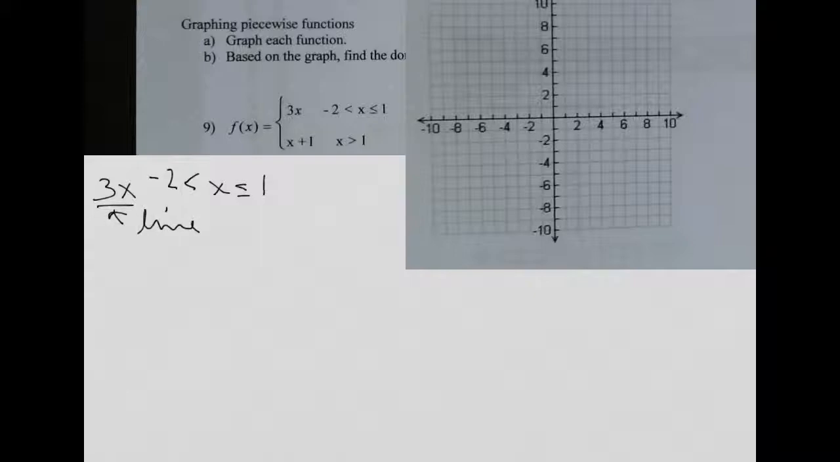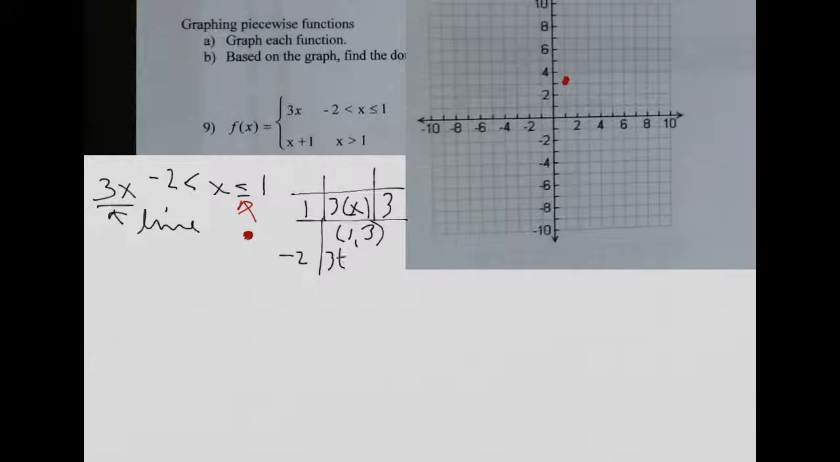So if I plug in 1 for my x in the function 3x, I get the answer of 3. So I'm going to plot the point (1, 3). Now we need to go back and say to ourselves, is this going to be an open or closed circle for that point? Because of the underline, it's going to be a solid circle. So I'm going to make a solid circle on (1, 3). So that's right about here. Then I need to do the other restriction, going all the way down to -2.